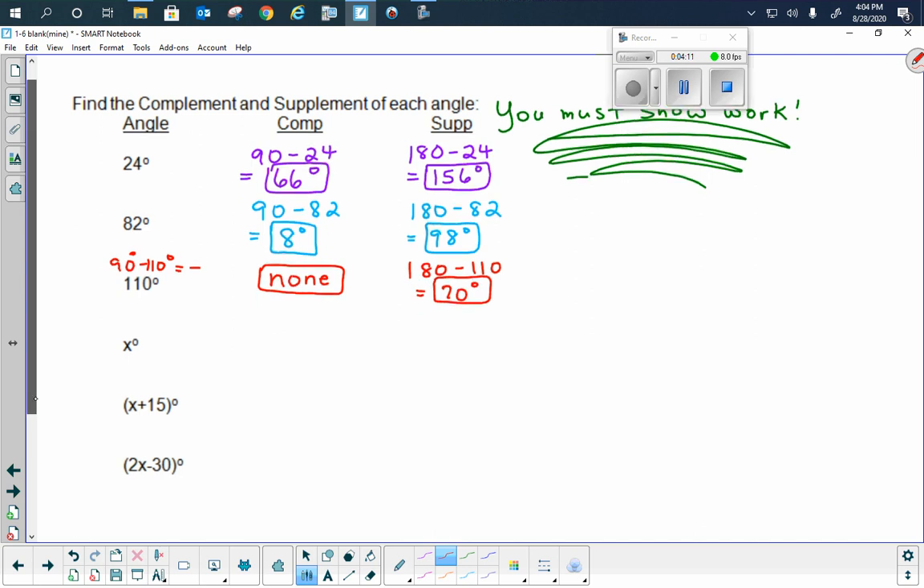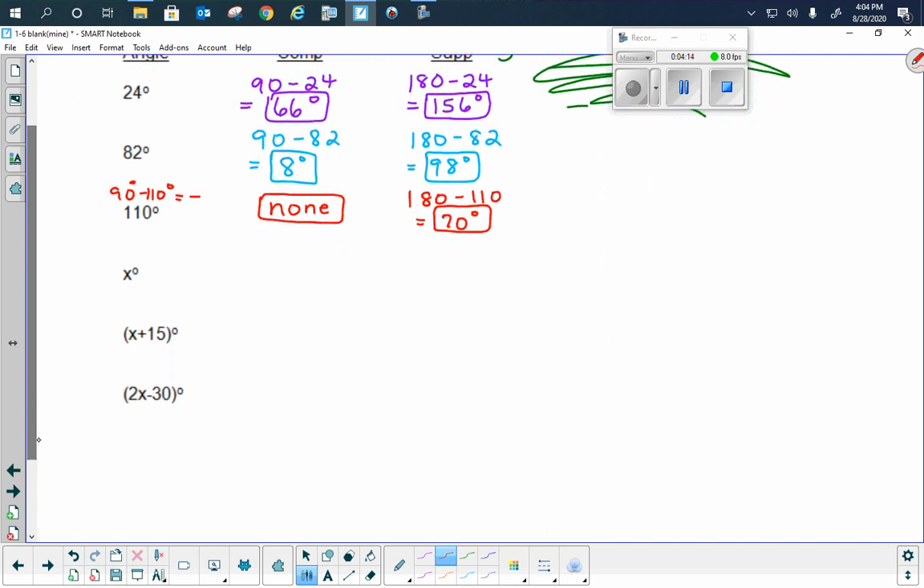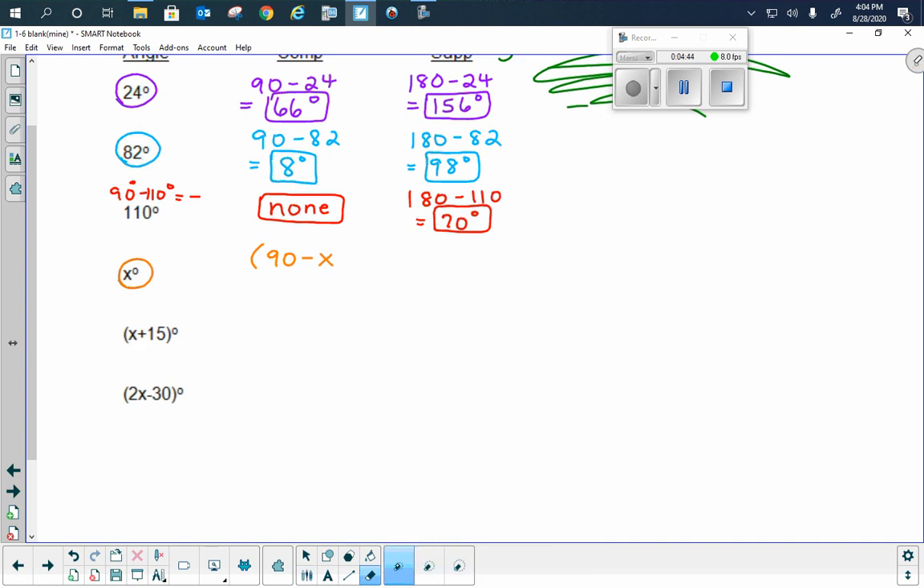Alrighty then. Now if you think about it, and this is the reason we have you always show the work, nothing changes when I put a variable in here. Up here, when I give you 24, for complement, you did 90 minus 24. When I gave you 82, you started with 90 minus 82. So nothing is going to change when I give you x. You're going to get 90 minus x.